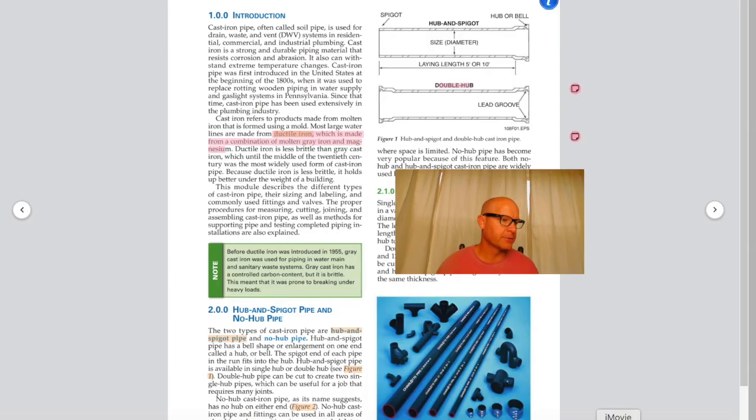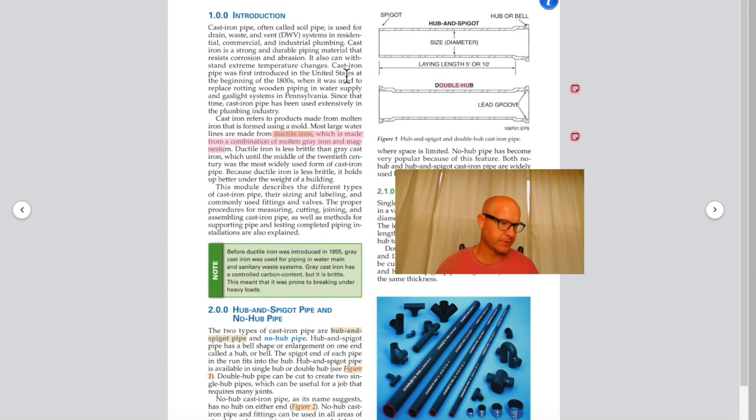Start out with the introduction. Cast iron pipe, often called soil pipe, is used for drain, waste, and vent (DWV) systems in residential, commercial, and industrial plumbing. Cast iron is strong and durable piping that resists corrosion and abrasion. It also can withstand extreme temperature changes.